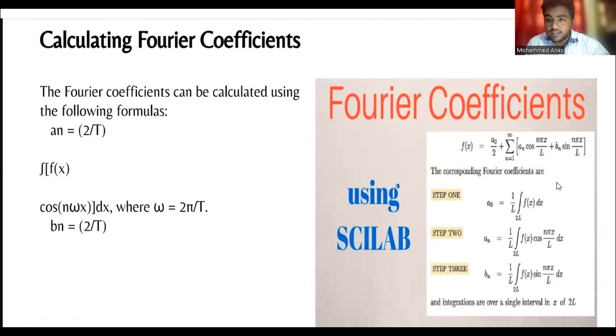The corresponding Fourier coefficients are: step 1, a naught is equal to 1 by L integral over 2L of f of x dx. Step 2, an is equal to 1 by L integral over 2L of f of x cos n pi x by L dx. Step 3, bn is equal to 1 by L integral over 2L of f of x sin n pi x by L dx. And the integrations are over a single interval in x of length 2L.